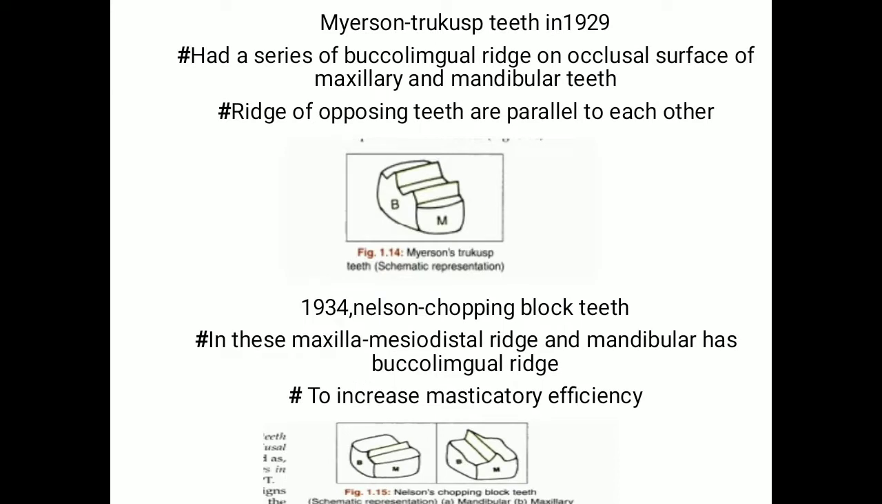The next discovery is by Meyerson in 1929. The tooth is referred to as Trucker's teeth. In these, they add a series of buccolingual ridges on the occlusal surface of maxillary and mandibular teeth. The ridges of opposing teeth are always parallel to each other. The next one is 1934, when Nelson discovered chopping block teeth. In the chopping block teeth, the maxilla has a mesiodistal ridge and the mandible has a buccolingual ridge. They are mainly used to increase masticatory efficiency.